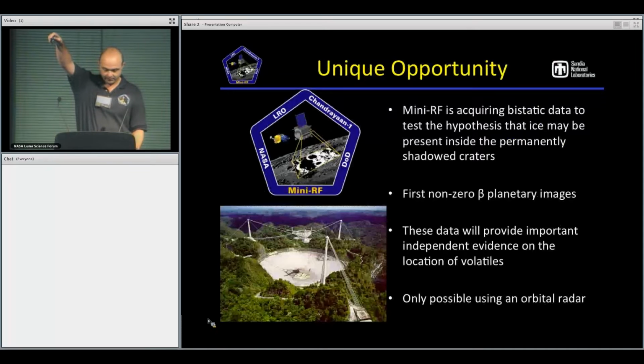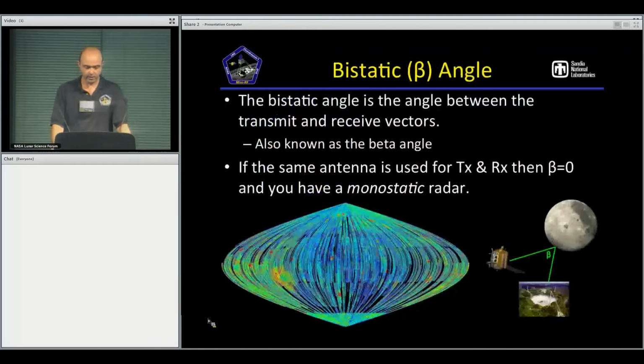Here we go. So right now we're in the middle of taking advantage of this unique opportunity with mini-RF acquiring bistatic data primarily to test the hypothesis that ice may be present inside some of the permanently shadowed craters. These data are resulting, as I'll show, in the first non-zero beta planetary images.